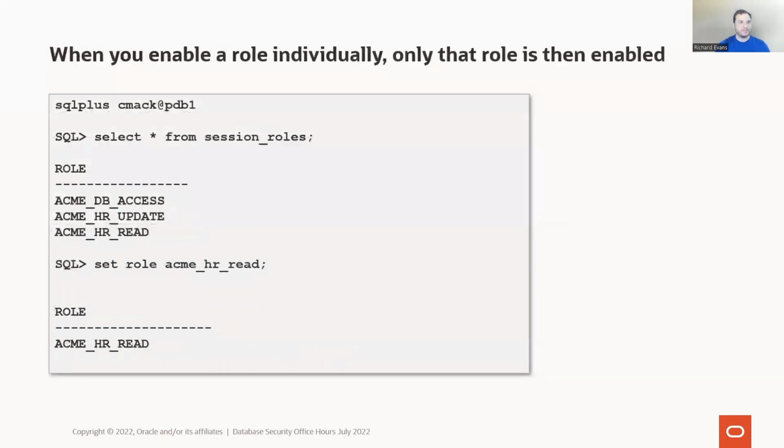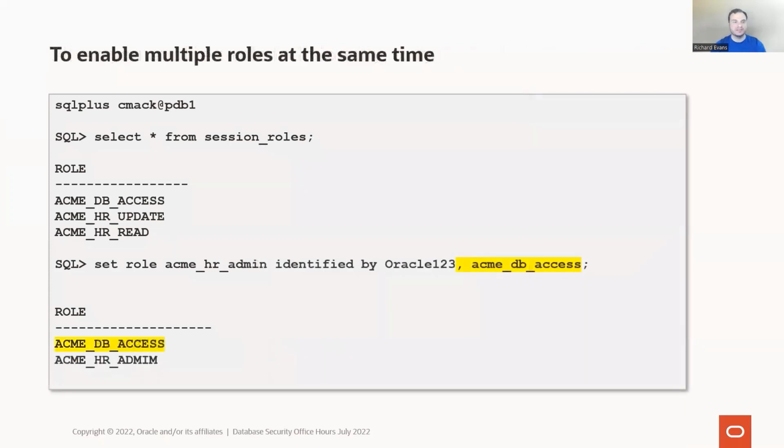When you enable a role individually, only that role is enabled, right? So if I do a set role HR read, the other roles, DB access, HR update, are disabled, and only the HR read role is enabled. If you need to get around this, you can do set role HR admin, and it can even accept the password for those password protected roles, comma, Acme DBA access. So now I've got both the HR admin role and the DBA access role enabled.